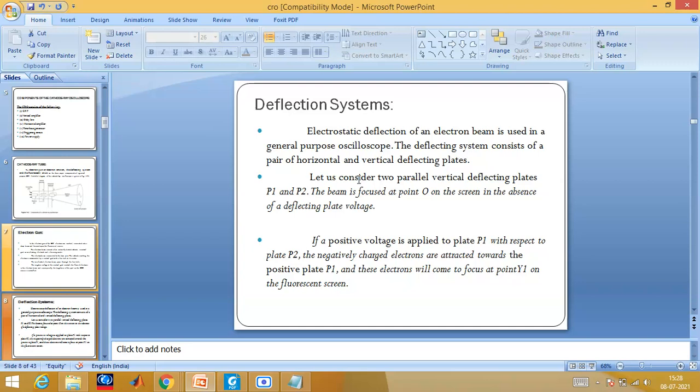So electrostatic deflection of an electron beam is used in a general purpose oscilloscope. As I told you, a medical purpose oscilloscope is also there, and an industry purpose oscilloscope is designed. So it could be designed in a different way, but here the deflecting system consists of a pair, means two: a horizontal deflecting plate as well as a vertical deflecting plate. Okay, which I have explained to you.